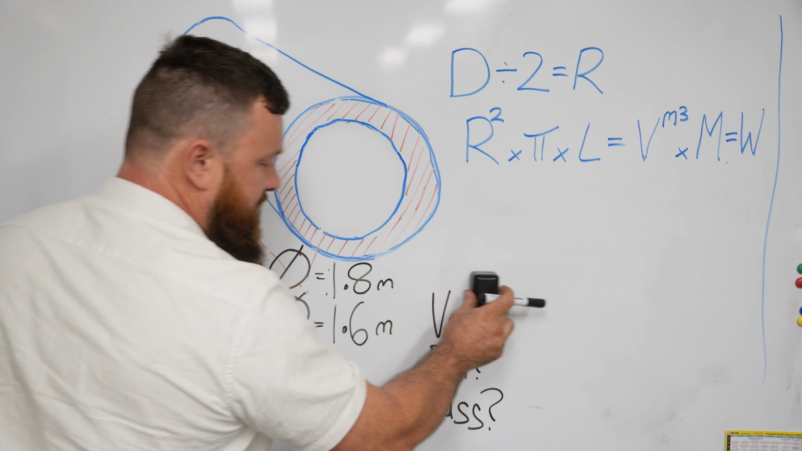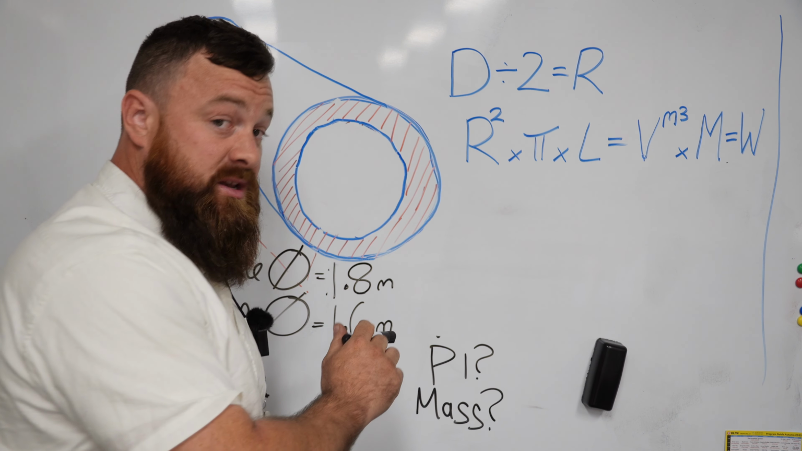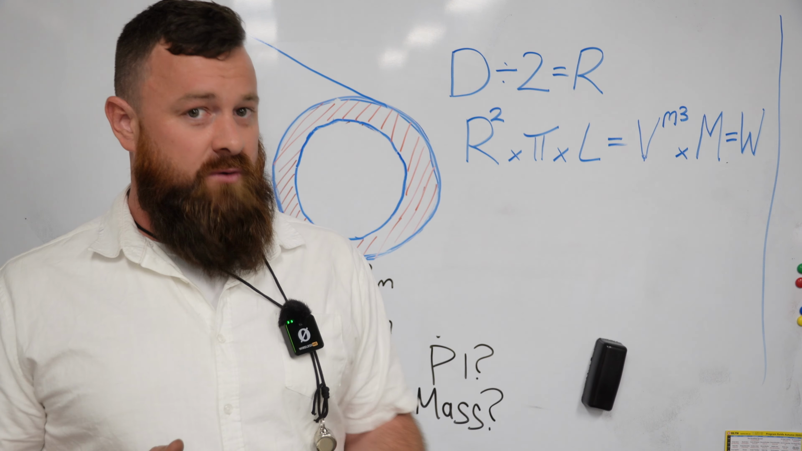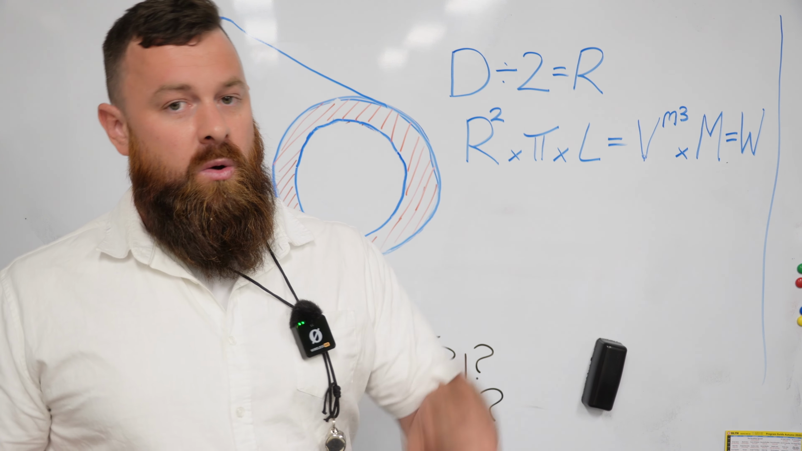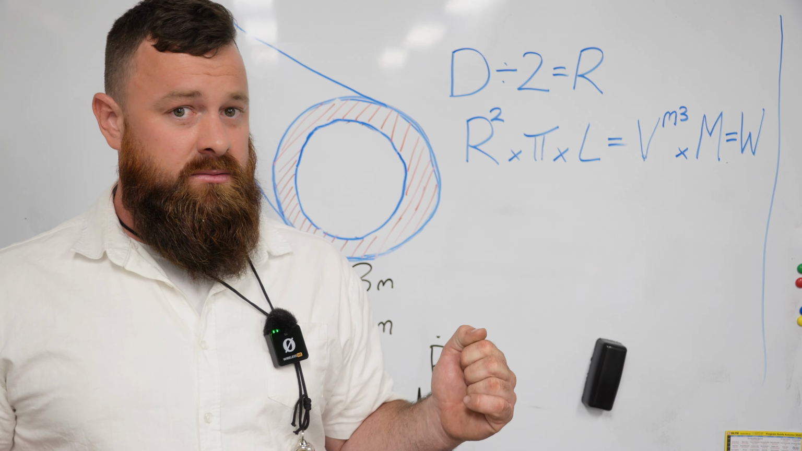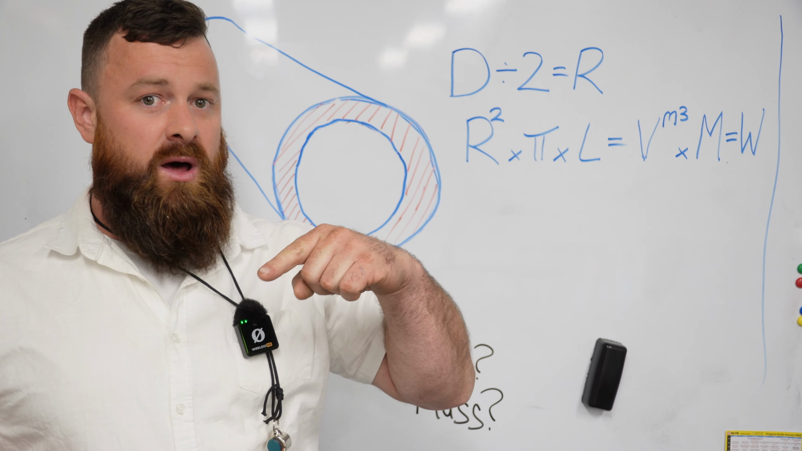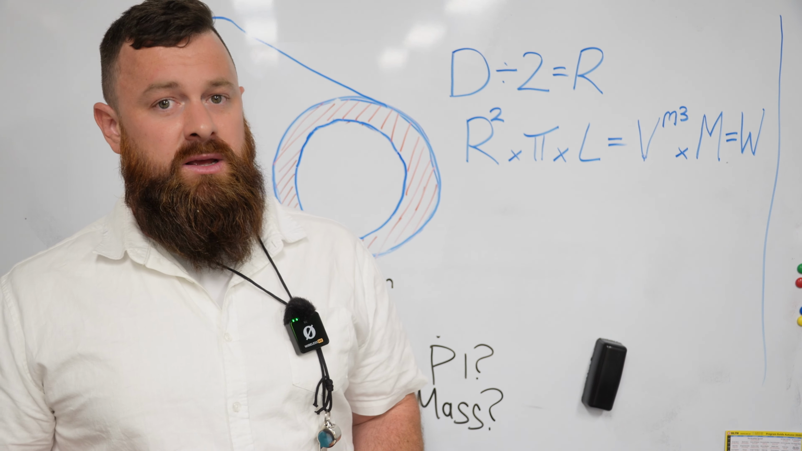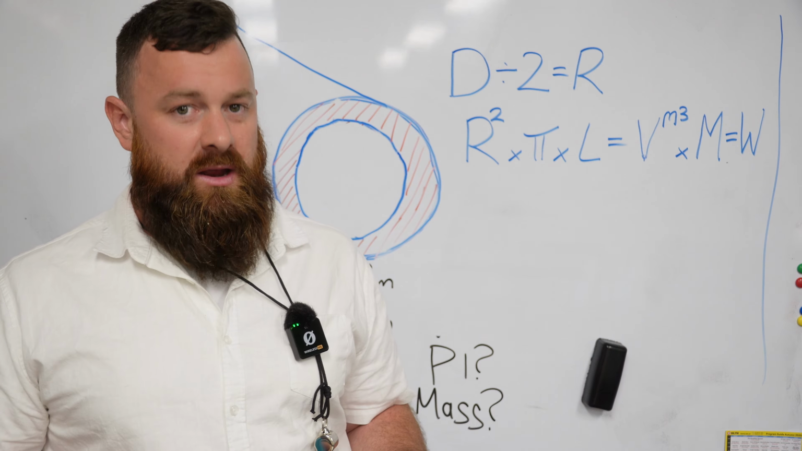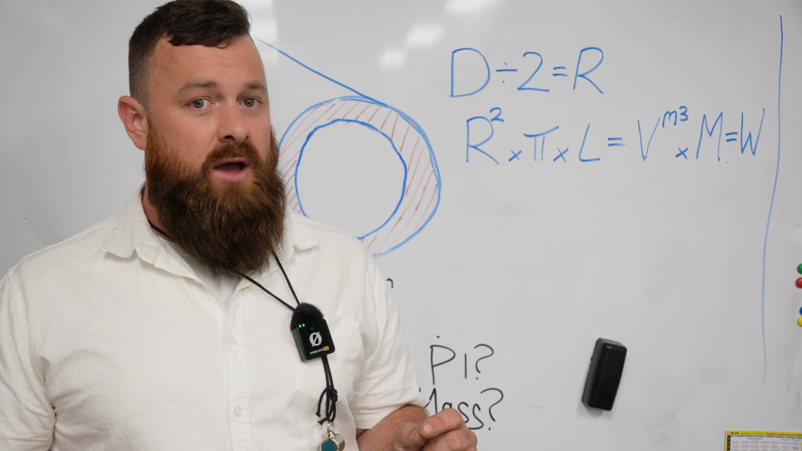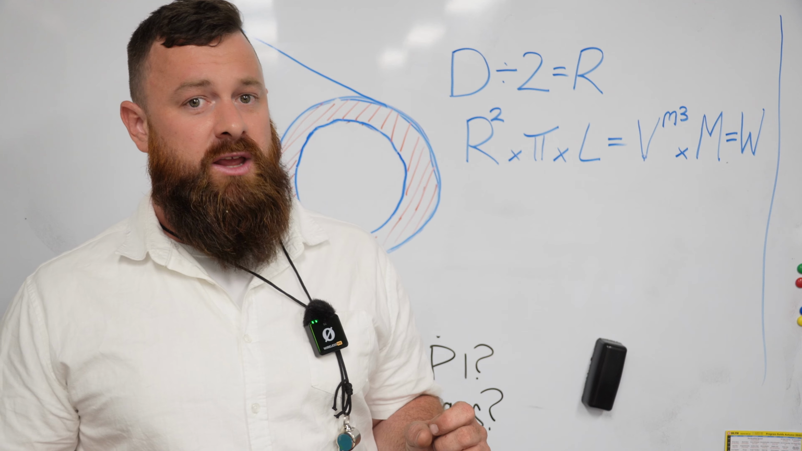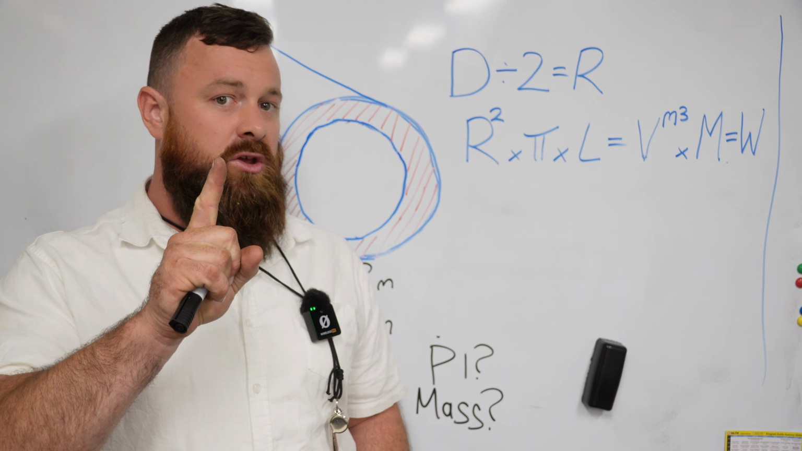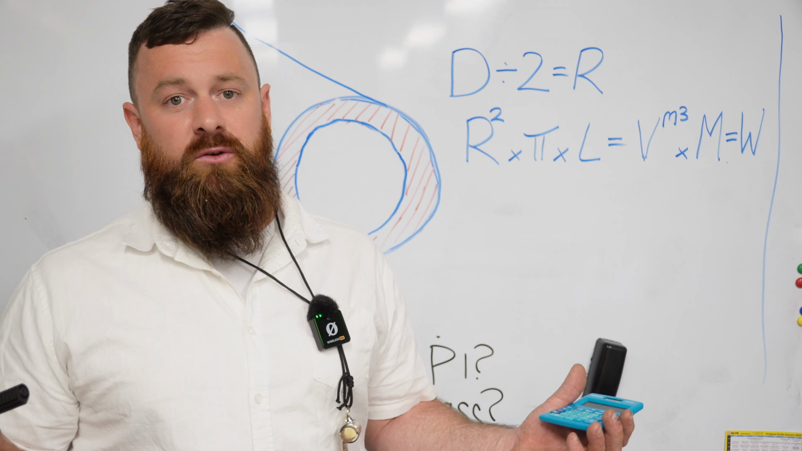Now we need to find out what mass is. I know mass is below pi. We'll get to pi in a second. Mass is how much something weighs per volume. For example, 1 by 1 by 1, so that's 1 high, 1 long, and 1 deep, is going to give you 1 cubic meter. Now, if you have 1 cubic meter of concrete, you should know by now that concrete weighs 2,400 kilos or 2.4 tons per cubic meter. So if we had 1 cubic meter of concrete, it would weigh 2.4 tons.